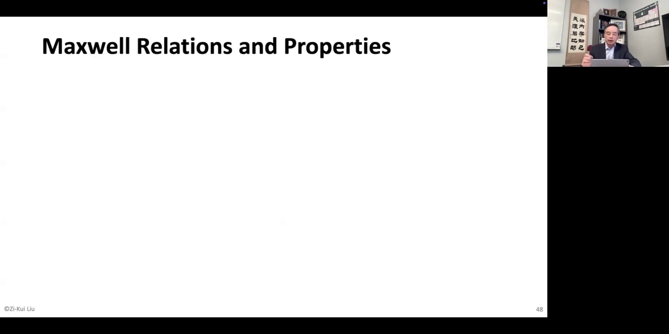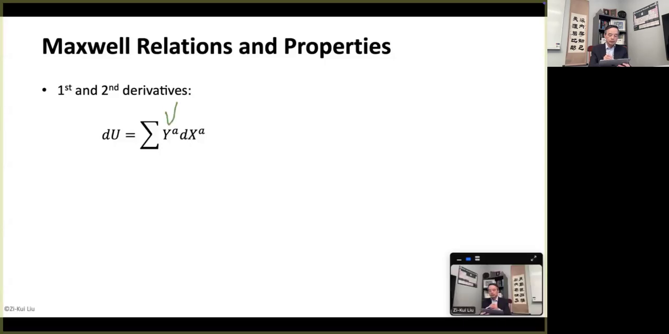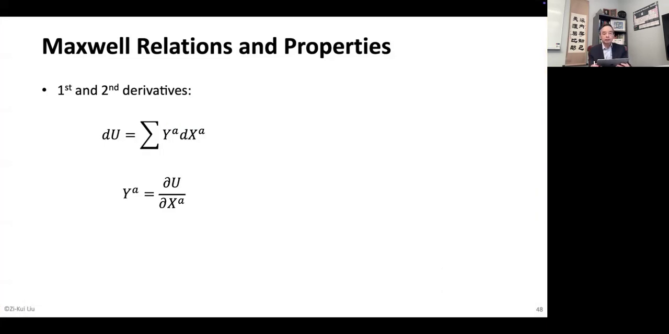In this lecture 6, we're going to talk about the Maxwell relations and the system properties. Maxwell relations are about the first and the second derivatives of the internal energy or free energies. So this is the combined law in terms of the internal energy equal to potential. The Y_A here is the potential, and X_A here is the molar quantity. We know that the first derivative between the internal energy and the molar quantity is the conjugated potential.